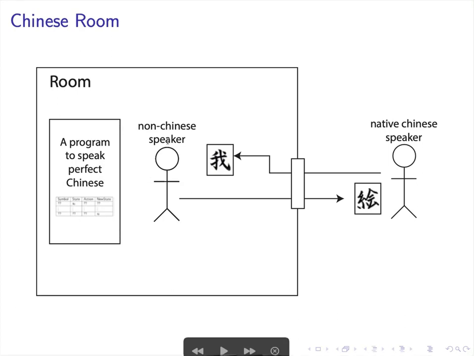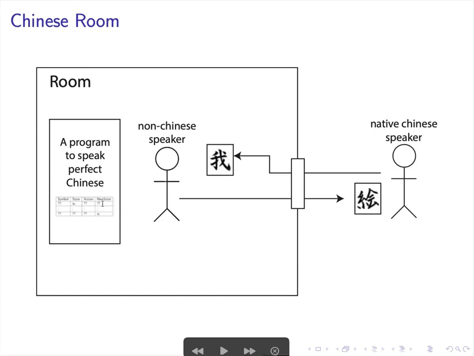So the non-Chinese speaker would be able to follow these rules and simulate a conversation with a native Chinese speaker who's outside the room and who's giving him or her Chinese messages. He's receiving these messages from the outside, elaborating them using the program, and using this program to compile a letter that he then sends out to the native Chinese speaker.